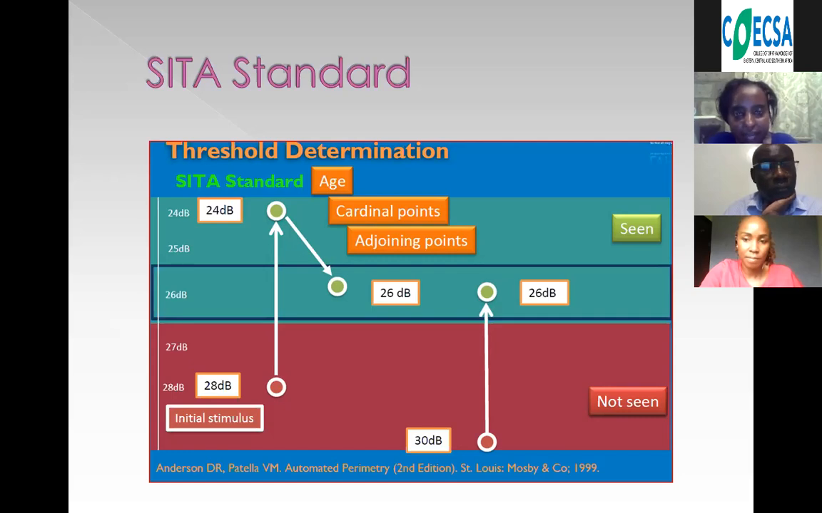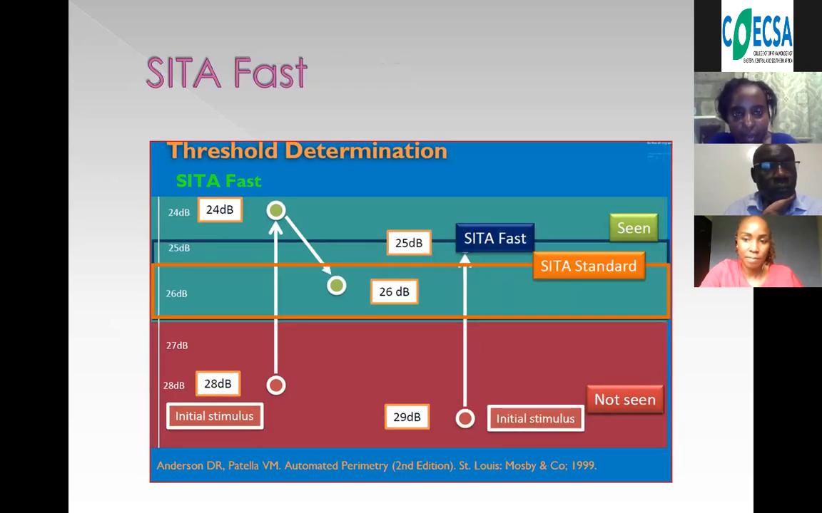In the SITA fast, what happens is that the window is widened. So if the machine has 26, that is the area where the stimulus is seen, it widens that window such that decibels are allowed into that window. So as long as a bright light is shown, the patient responds. So it takes even a shorter time, 30% of the time taken in the SITA standard. So it's good for patients who find the SITA standard still a bit too long.